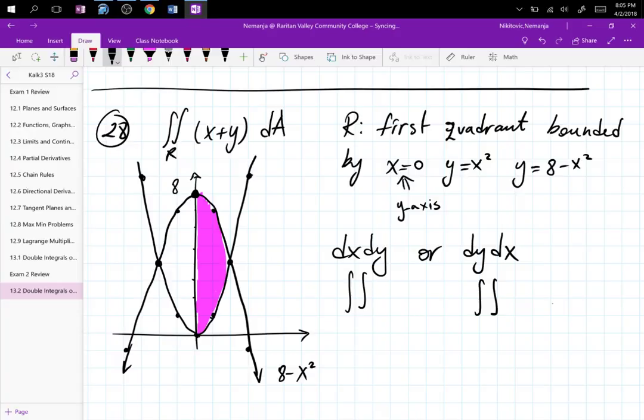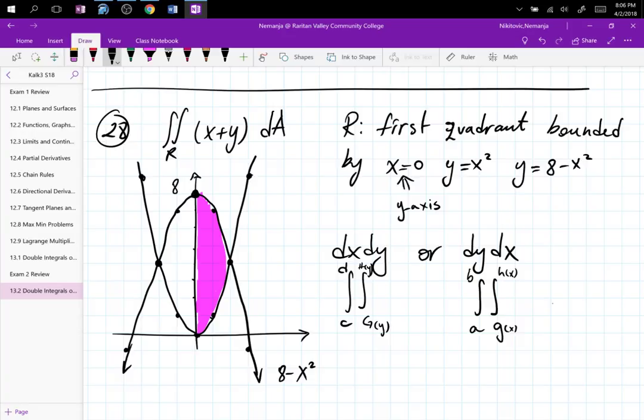So on this one, dy is on the outside, so I'll have c and d over here, and then the functions in terms of y on the inside. So g of y and h of y. For these guys over here, x is on the outside, so this is a and b, and over here we have g of x and h of x.